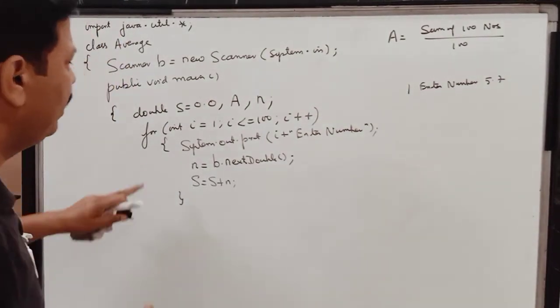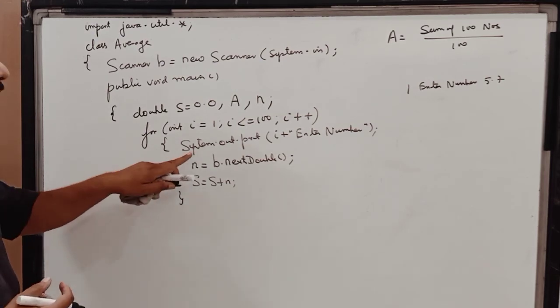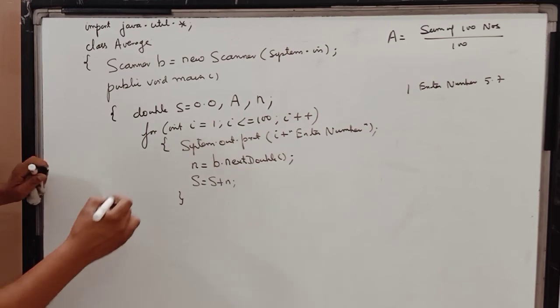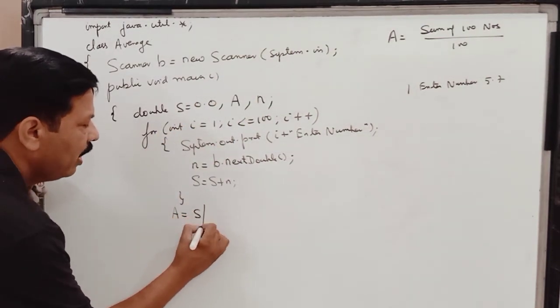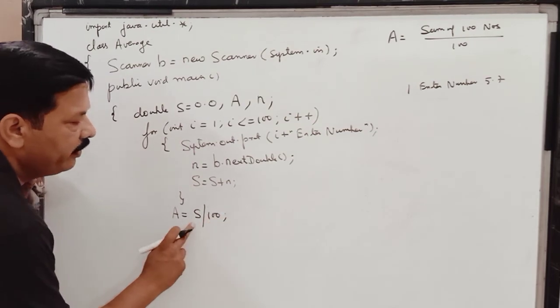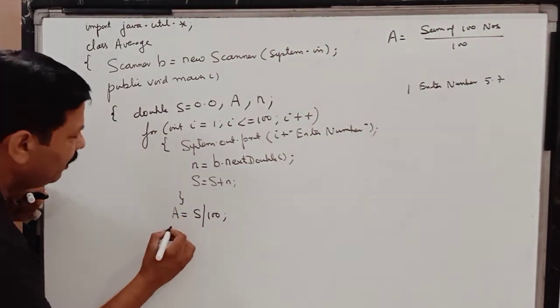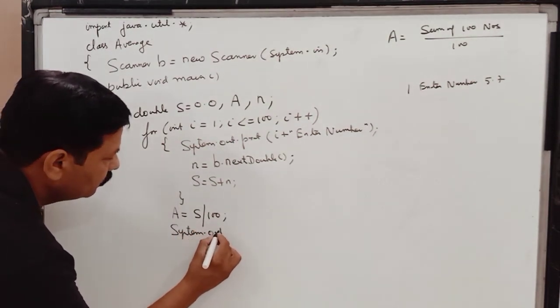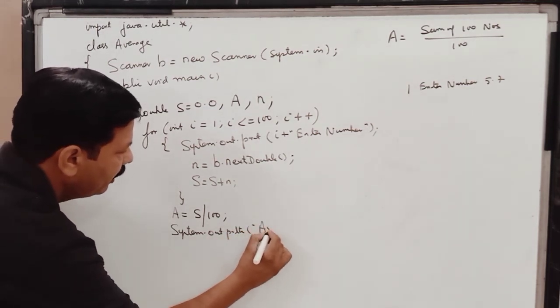Now children, after adding all these numbers, when we come out of the loop, we have entered 100 numbers and we have found out the sum of these 100 numbers in s. Now we'll find out the a or the average, which is s upon 100. Since s is double and this is an integer, the answer will come as double. And this is what the question is asking us to do. And I say average.